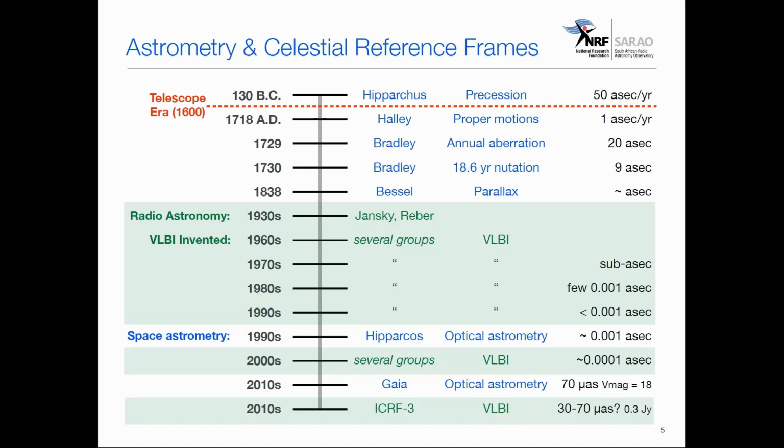In terms of optical astrometry, ground-based optical ran into some problems getting greater precision. So there was this space mission dedicated to astrometry, the Hipparcos mission. That was around a milliarc second. And then Gaia came along. And Gaia is huge because for the first time, we have competitors with precision comparable to VLBI. And that is really wonderful for doing comparisons.